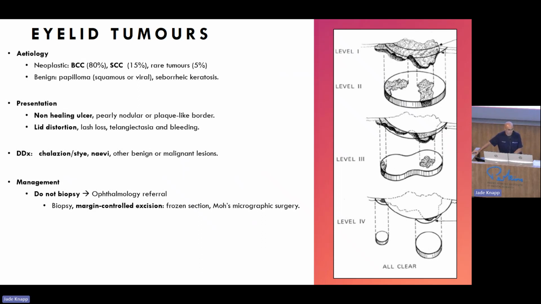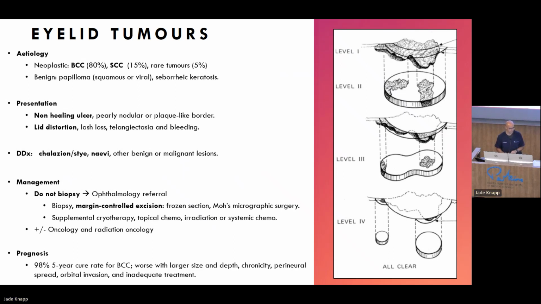So all these techniques are available, but the point is that you're getting rid of the whole tumour margin so it doesn't recur. And in addition to that, some patients might need cryotherapy, topical or systemic chemo, or local irradiation. Those things are less common, but they're definitely part of the management options. And then if it's an orbital tumour, if it's a severe aggressive tumour with orbital or systemic involvement, then obviously oncology or radiation oncology might be required.